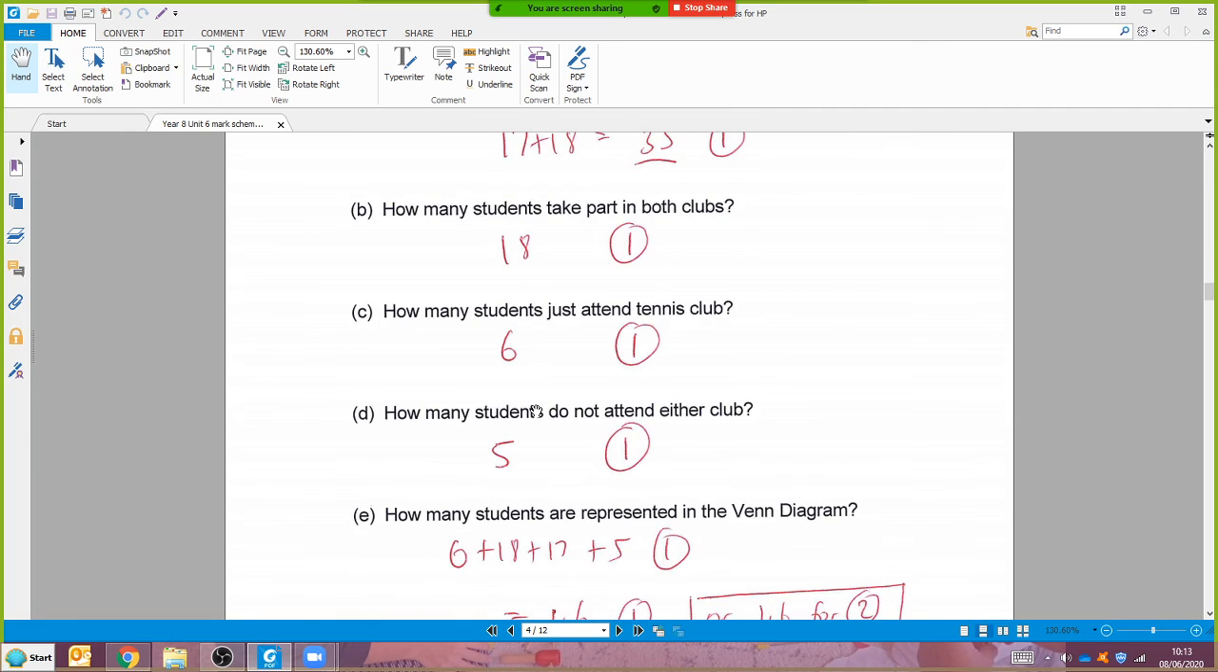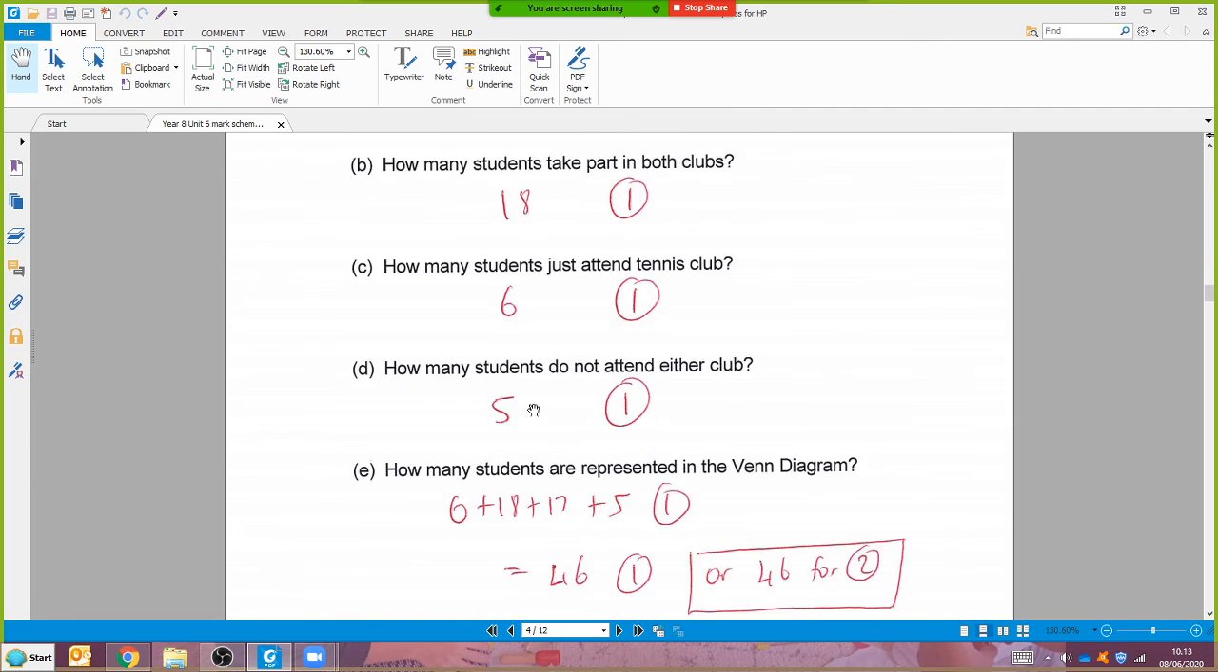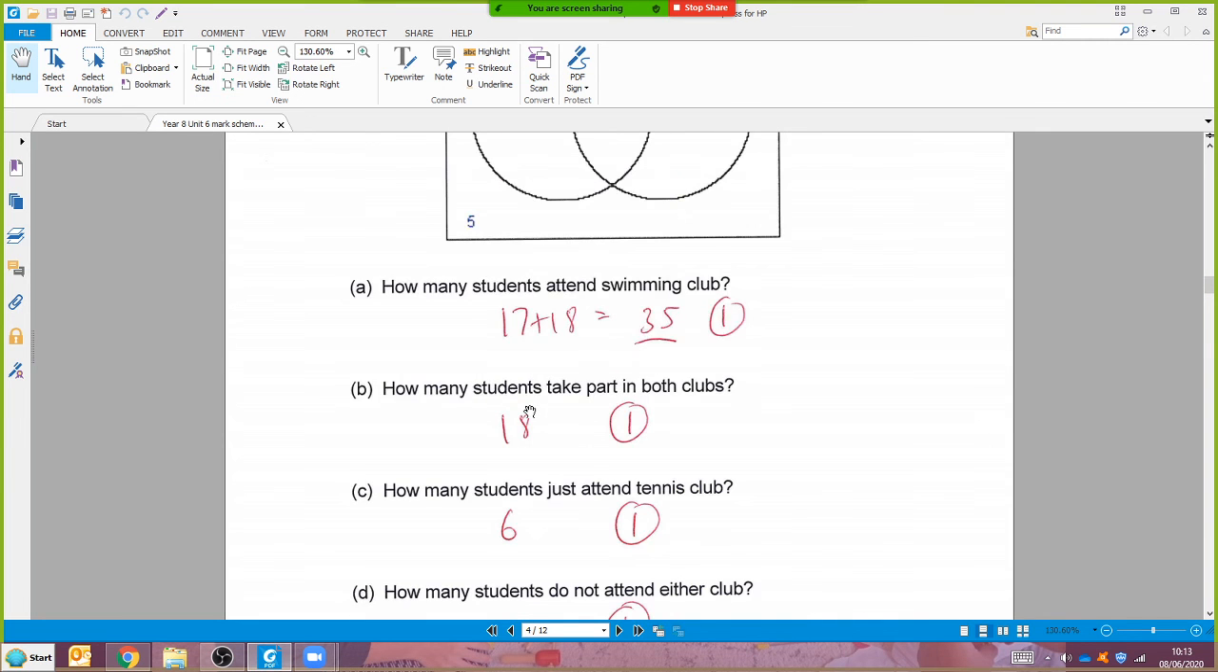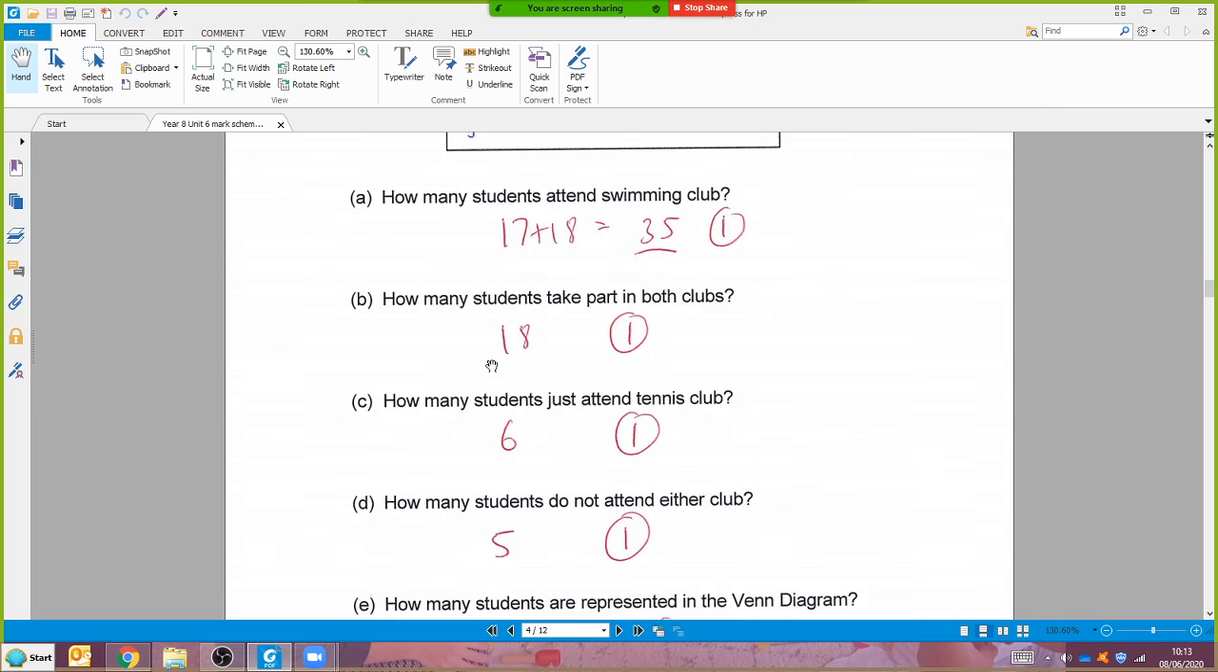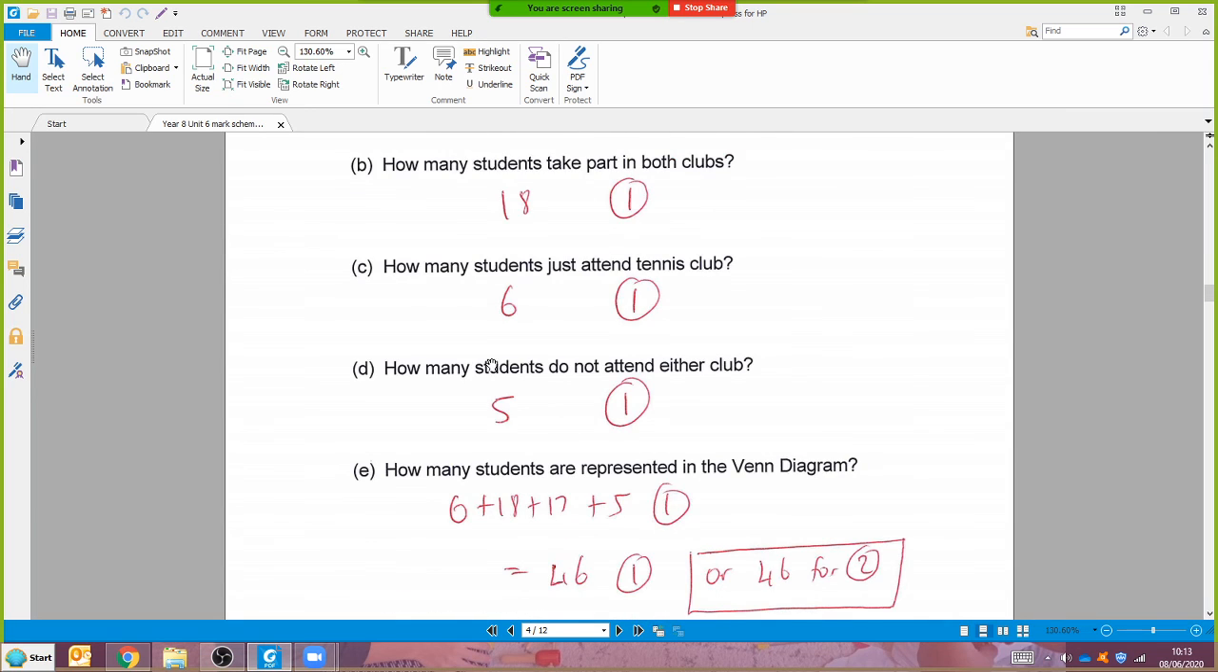How many students are present in the Venn diagram, represented rather in the Venn diagram? Well, if you add up these numbers individually, you should come to 40 something. You do come to 46 in fact. All right. So if you listed the numbers, at least you know what numbers you were about to add. That would have got you a mark anyway. I think, yes, there's a mark there. And 46 will be the total. All right.